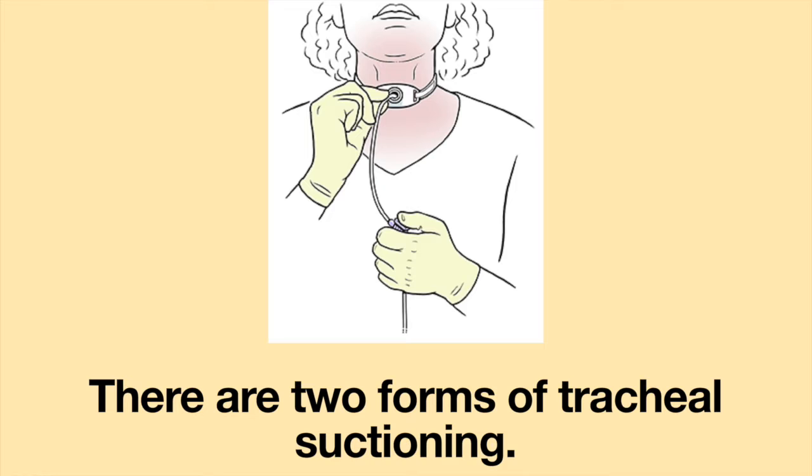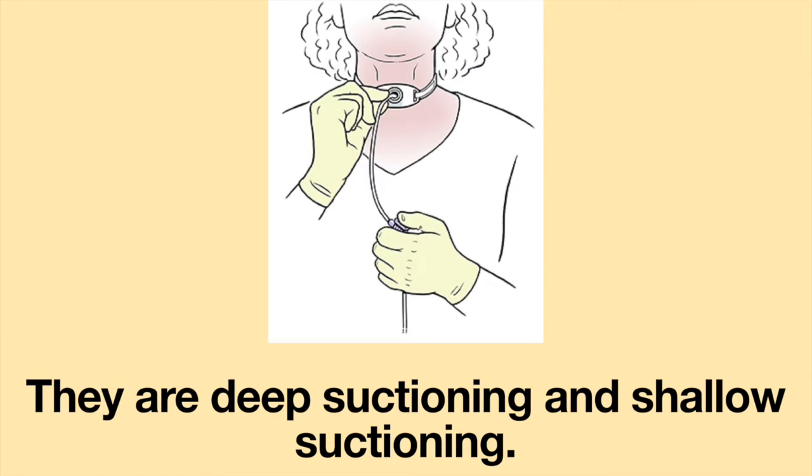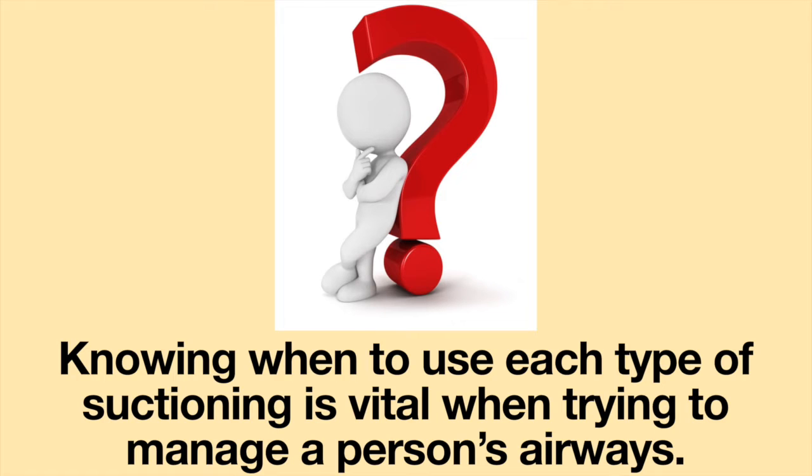There are two forms of tracheal suctioning. They are deep suctioning and shallow suctioning. Knowing when to use each type of suctioning is vital when trying to manage a person's airways. Join me this week as I discuss deep suctioning and shallow suctioning.